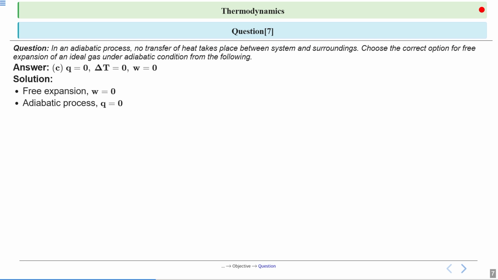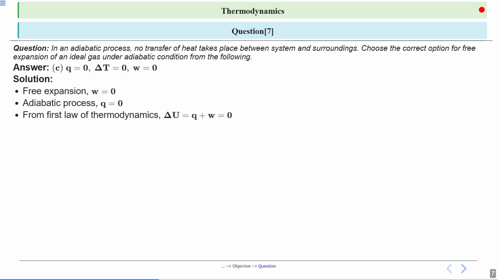Next thing, the question is itself saying that it is an adiabatic process and defining the same, that no transfer of heat will take place. So, Q will also be equal to zero. If these two things are zero, can we say from the first law of thermodynamics that the internal energy change will also be zero? Yes, it's very obvious as your Q and W both are zero for the process.